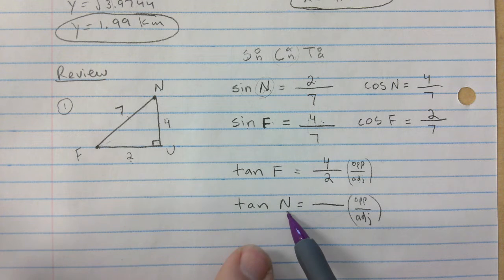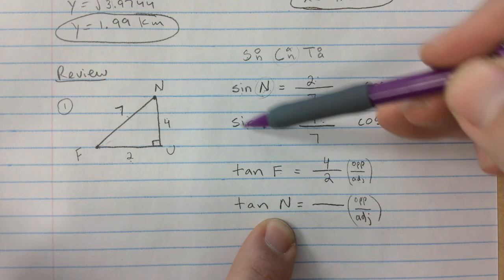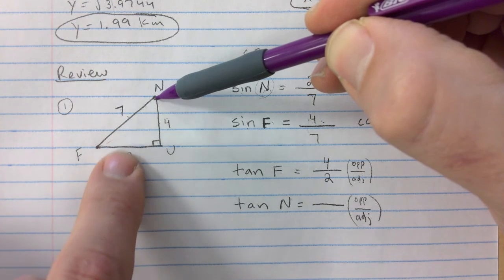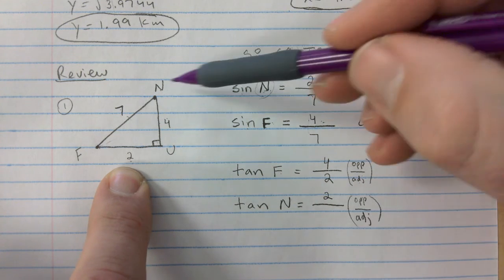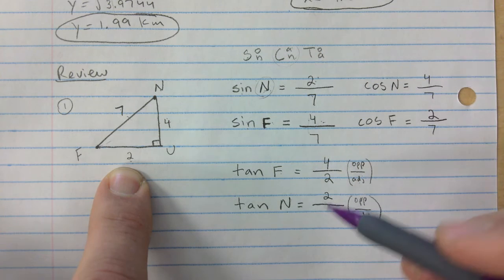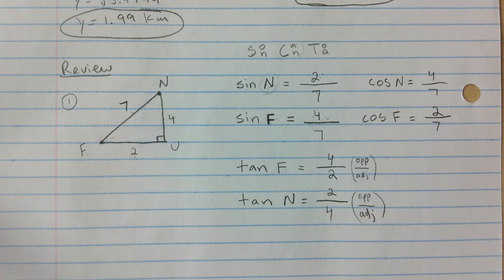Tangent of N, it's still opposite over adjacent, I know that, but N now tells me that I'm here. And then going across, that is your opposite, so you're going to put 2. This is still the hypotenuse. Now this is the adjacent, so it's 2 over 4. Like that. Does that make sense, guys? Yeah?